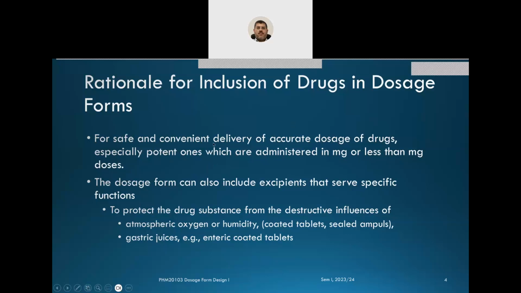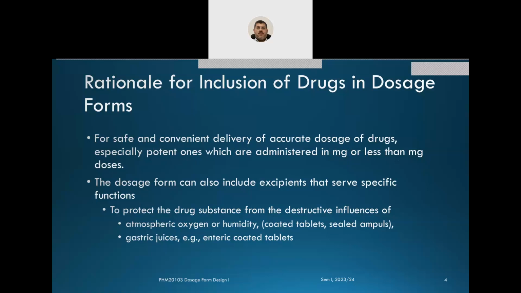Safe and convenient. How can the patient weigh accurately milligrams? This is impossible. So they may take, especially for such potent drugs, a larger than prescribed dose, and this will not be safe. It may cause toxicity.